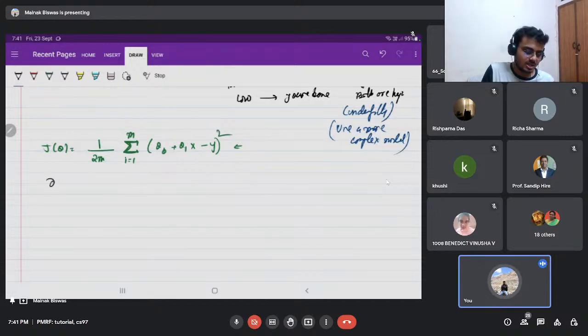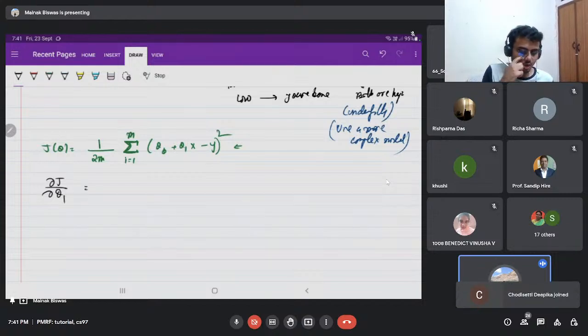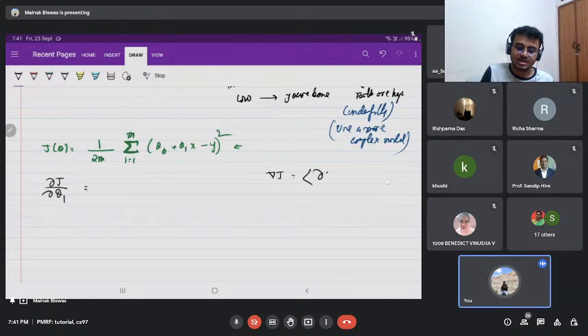This is the equation that we were finding the derivative for. Somebody help me find dJ by d theta. You're told to find the gradient of J. Gradient of J means nothing but the vector containing the partial derivatives stacked one over the other. Don't be confused. So what is the partial derivative of J with respect to theta 1?